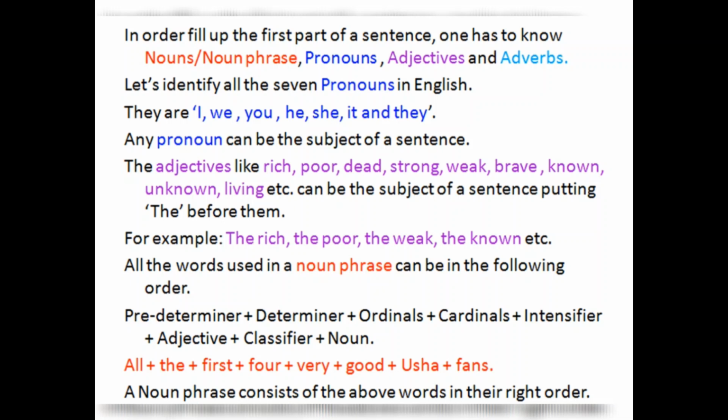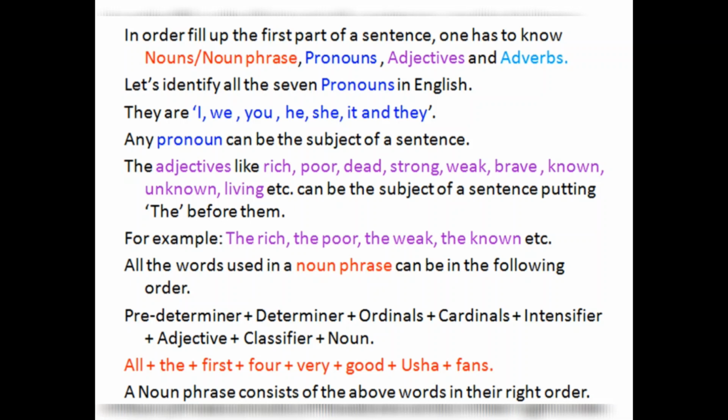The adjectives like rich, poor, dead, strong, weak, brave, known, unknown, living, etc. can be the subject of a sentence putting the before them. For example, the rich, the poor, the weak, the known, etc. All the words used in a noun phrase can be in the following order. First, predeterminer, then determiner, then ordinals, then cardinals, then intensifier, then adjective, then classifier, then noun. So before noun, you have to put all these as per the given order.